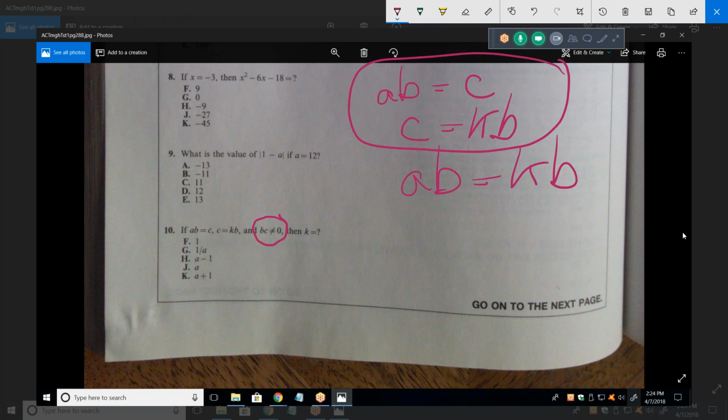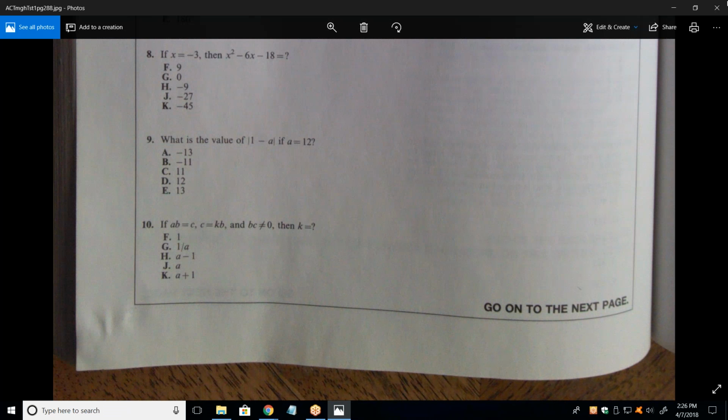Now what? You divide, well, could you cancel out the B's? Yes, what you're doing is dividing both sides by B, and that's what cancels them out. So you get A equals K. What's the answer? J. Yeah. See, these really are easy problems. You just have to kind of know that they are.